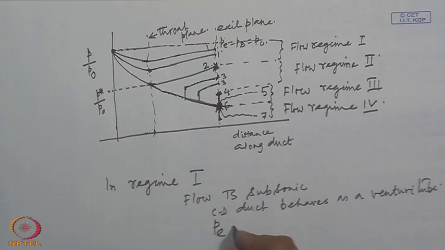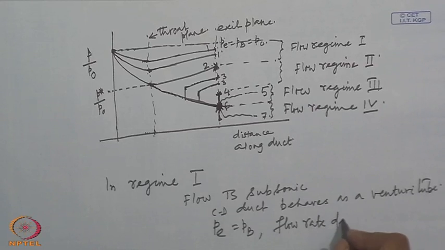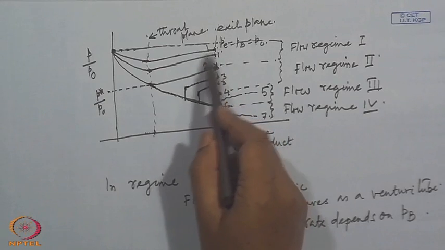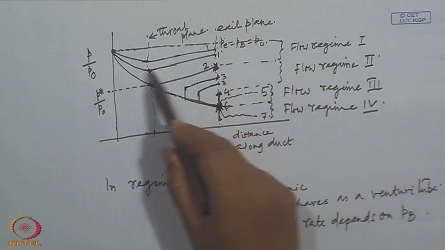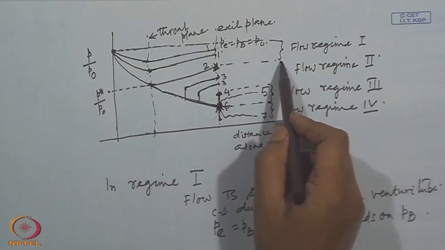That is, P E equals P B, and the flow rate depends on P B, which we are denoting by this curve or any curve within this region.